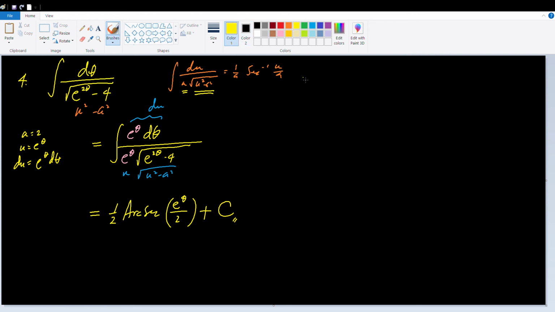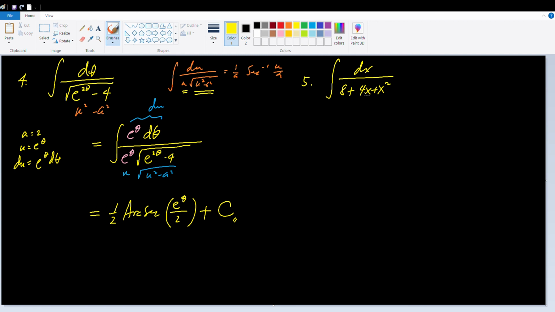Let us take on another one. Say the integral of dx all over 8 plus 4x plus x squared. So in our integrand, there is no radical involved. So the only formula left for us is the second one that yields the arctangent function.